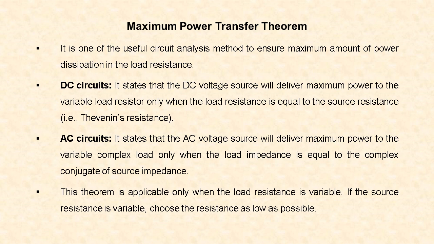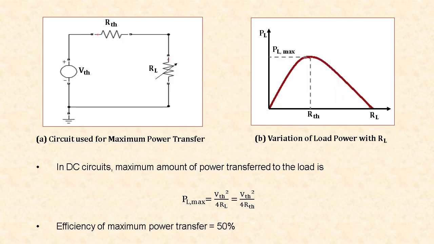For AC circuits, it states that the AC voltage source will deliver maximum power to the variable complex load only when the load impedance is equal to the complex conjugate of the source impedance. This theorem is applicable only when the load resistance is variable. Suppose the source resistance is variable, we have to choose the resistance which is very low from the given options. The circuit used for maximum power transfer is the Thevenin's equivalent circuit.